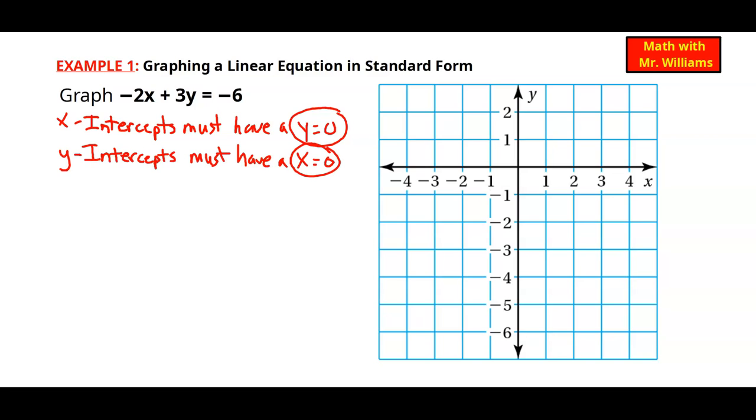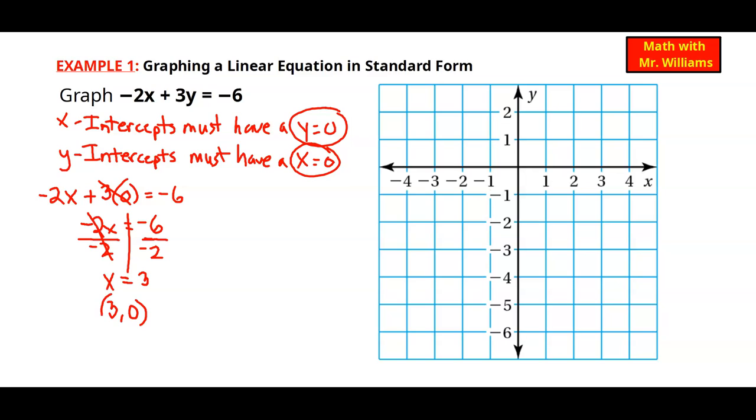So let's find our x-intercepts first. Let's go ahead and rewrite our equation with y equaling 0. Now 3 times 0 cancels out, leaving us negative 2x equals negative 6. Draw a line of equality. Now we're going to cancel out the negative 2 by dividing by negative 2 on both sides. The negative 2's on the left cancel, leaving us x equals 3. So our ordered pair would be 3, 0 to start off with.